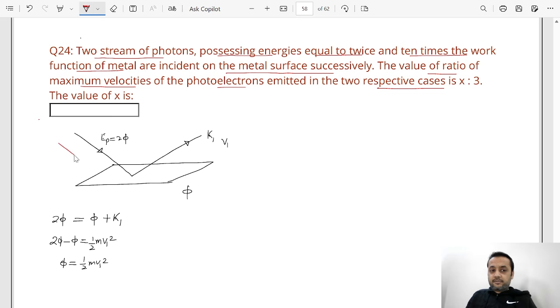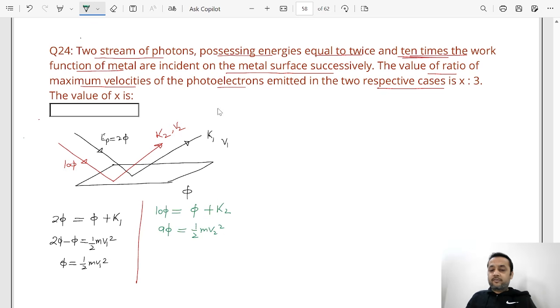For the second stream of photons, the energy of the incoming photon was 10 times the work function, that means 10 phi. Here the electrons that will be emitted have a maximum kinetic energy of K2 and correspondingly a maximum speed of v2. Using Einstein's equation, the energy of the incoming photon, which is 10 phi, will be work function phi plus maximum kinetic energy. 10 phi minus phi is 9 phi. K2 is half m v2 square.